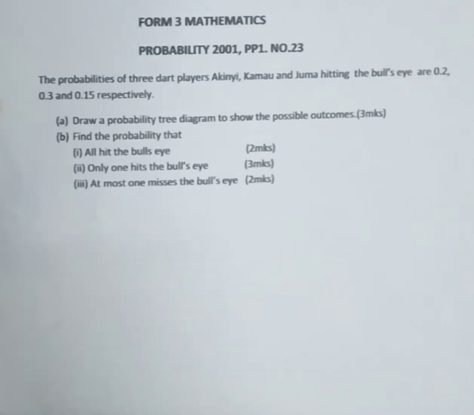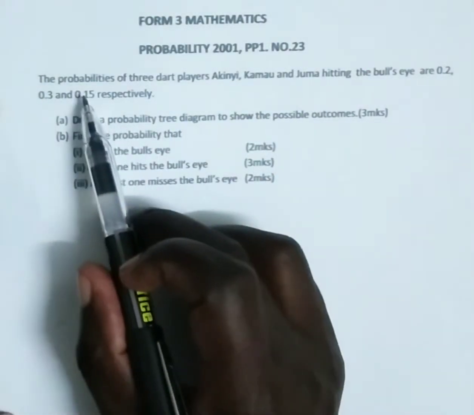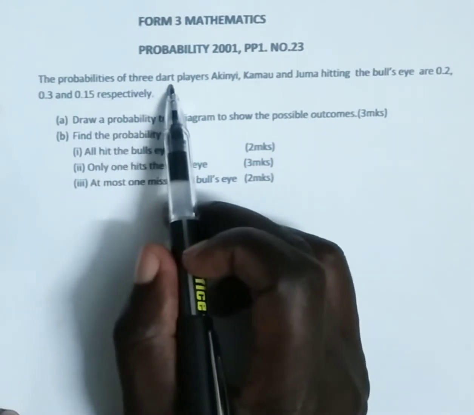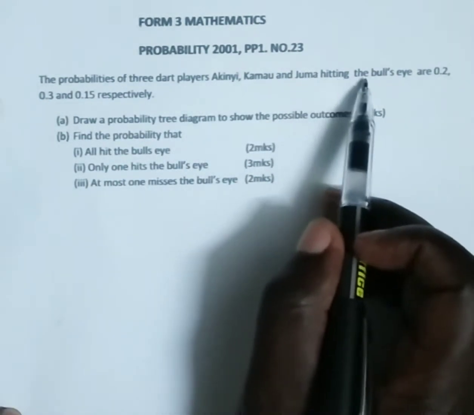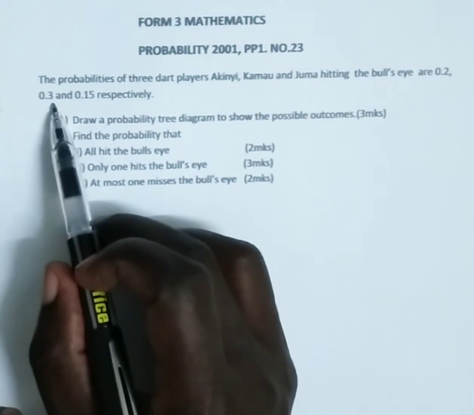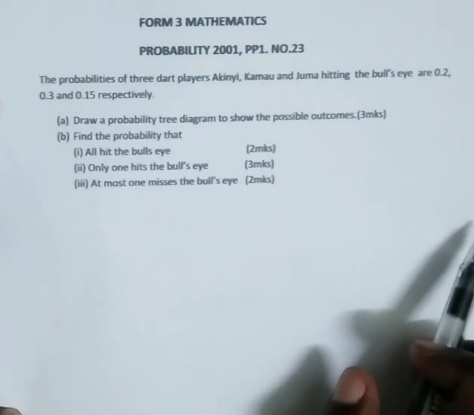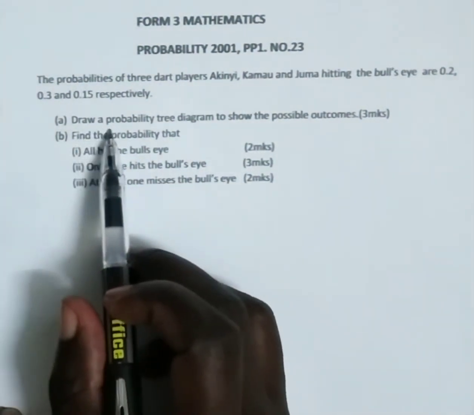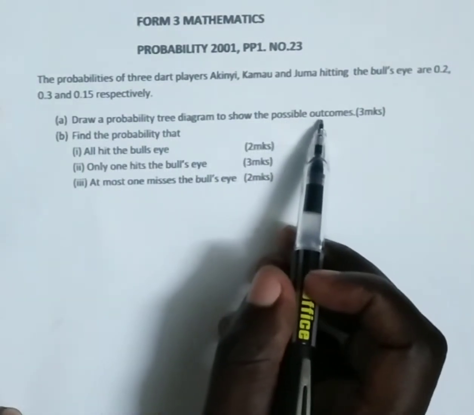So let us go through the question. The question we have reads, the probabilities of 3 dart players Akinyi, Kamau and Juma hitting the bull's eye are 0.2, 0.3 and 0.15 respectively. Part A, draw a probability tree diagram to show the possible outcomes.